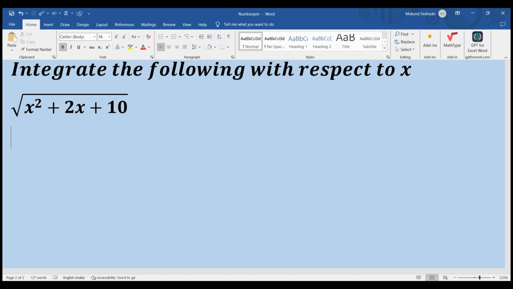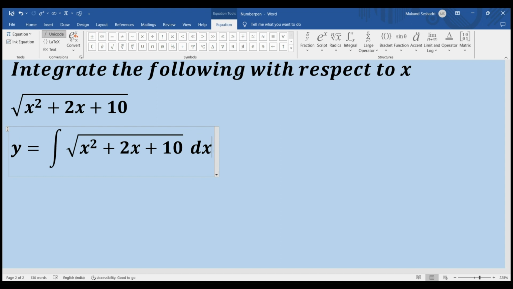So there we have the problem on the screen. Integrate the following with respect to x. We have square root of x squared plus 2x plus 10. So what we've been given is dy by dx and we've been asked to find y. My y is nothing but integral of the given expression. So let's write down what our y is.